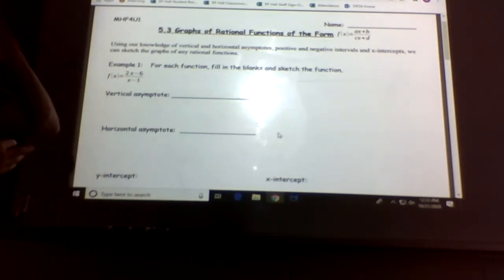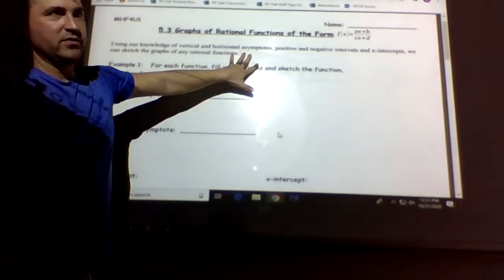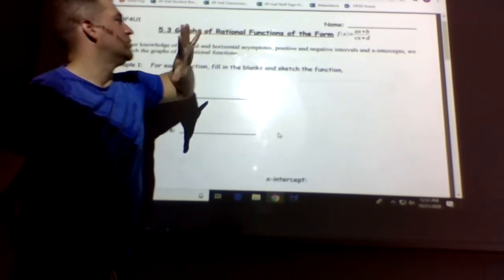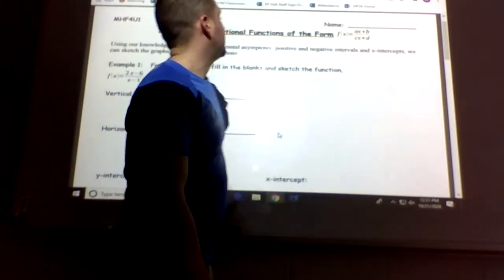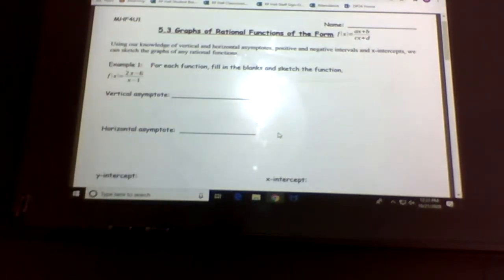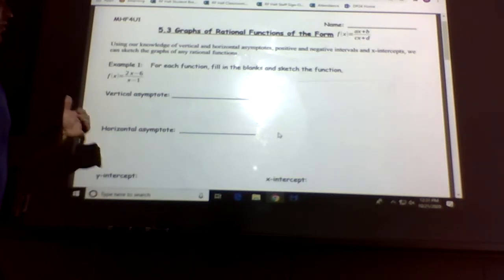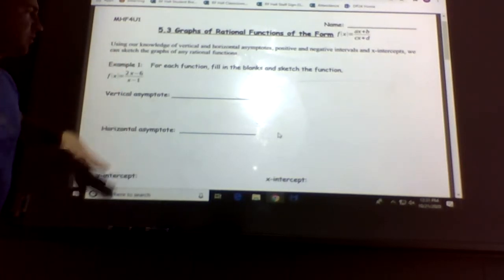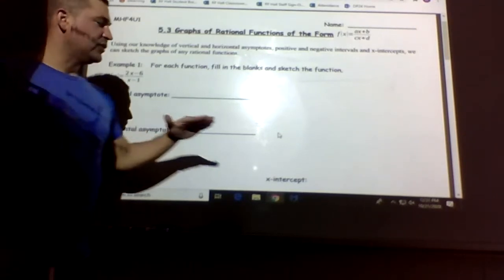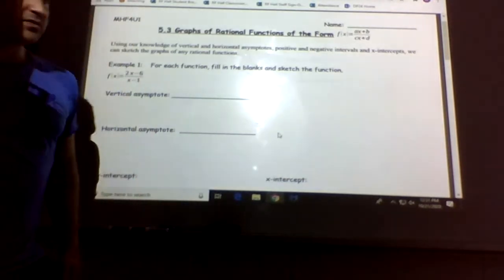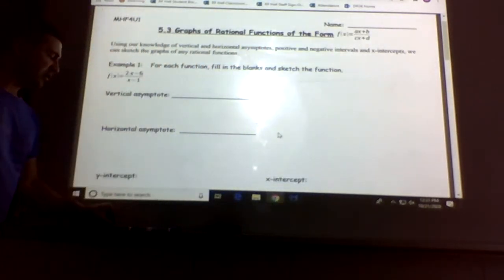So based on what we've already learned about vertical and horizontal asymptotes, which we did in 5.2, and about positive negative intervals, which you did in chapter 4, and x-intercepts, we can then sketch these graphs. So we're going to break it down into a few things. In order to graph them, we need to know the vertical asymptote, the horizontal asymptote, the y-intercept, and the x-intercept. Whenever we're asked to graph, we need to find these 4 things.